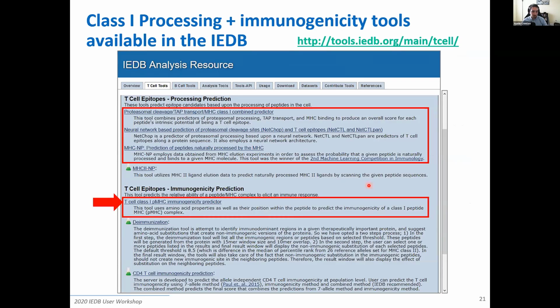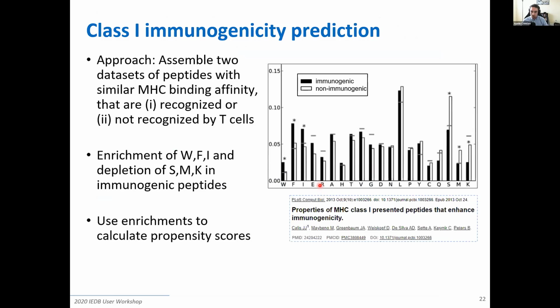So moving on to the immunogenicity predictions. What we're interested in here is which peptides are actually likely to trigger a T-cell response when presented. So the idea behind this is that we have this data set of peptides that have similar MHC binding affinity, and you have 2 groups. There's the group that are recognized by T cells and the group that's not recognized by T cells. So we want to find features that separate these peptides.